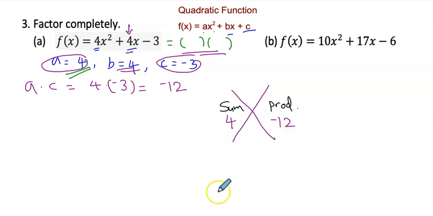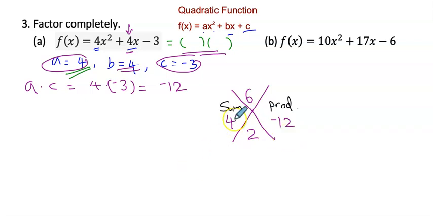The factors of 12, immediately we think, okay, 4 times 3 is 12, but 4 minus 3 is not 4. So I cannot take 4 and 3. And what is the other one? Another easy factor pair is 6 and 2, right? 6 times 2 is 12. I am looking for a negative 12. So to get a negative 12, one of these two numbers has to be negative so that the product will be negative.